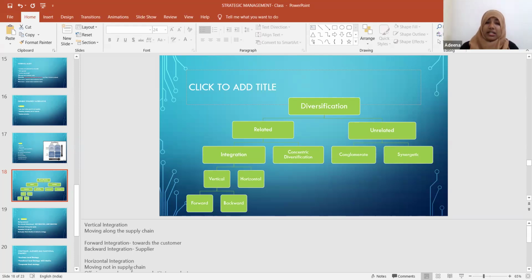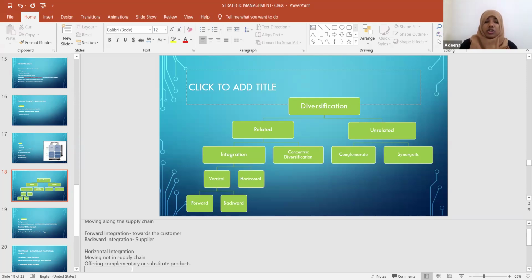So horizontal strategy is another integration strategy, which is a related strategy, which is a growth strategy, but not in supply chain. Understood. The organization could choose offering complementary or substitute products. Here, the organization chooses an integration strategy, but the products are not in the supply line. For example, if an organization which is into manufacturing of cars starts producing tires as well, that is a horizontal integration strategy. It is a substitute or complementary product. It goes along with the product.